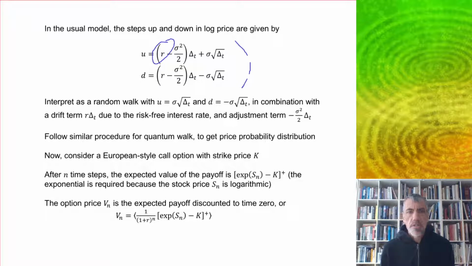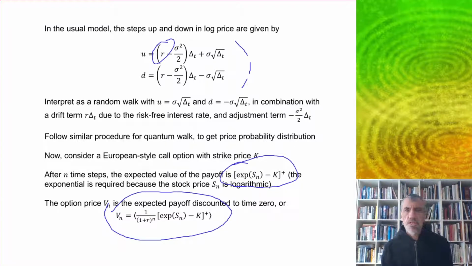So now let's consider a European-style call option with strike price K, and then after n time steps, the expected value of the payoff is just the positive value of the difference between the price and the strike price, where the exponential is required because the stock price is logarithmic. And then the option price is the expected payoff discounted to time zero, which is this formula here. So far this is just all the standard equations which you'll see in quantitative finance.